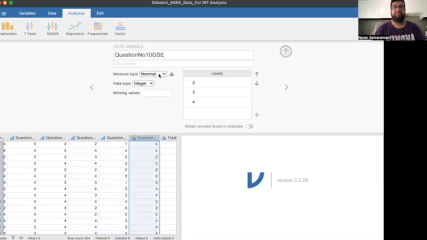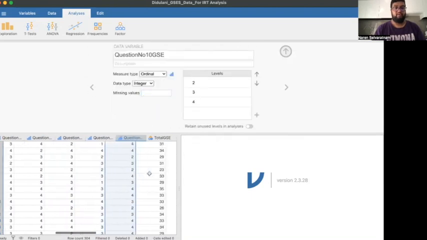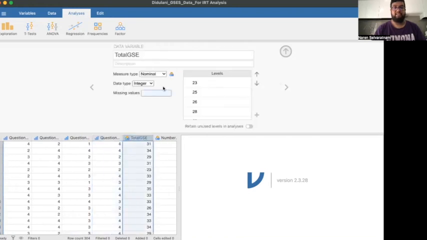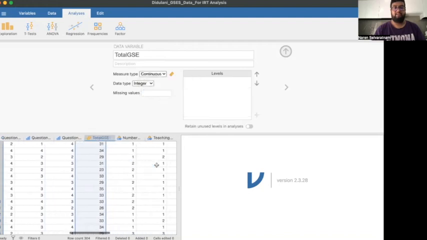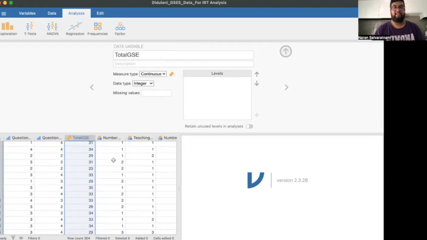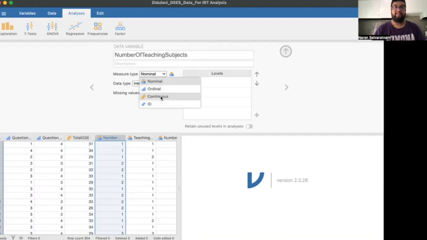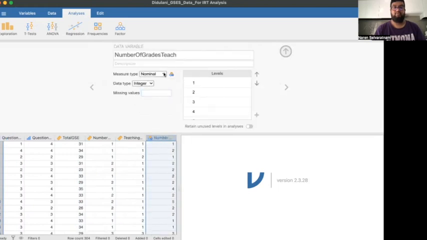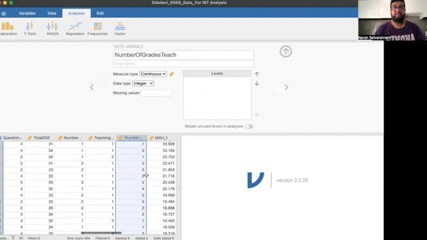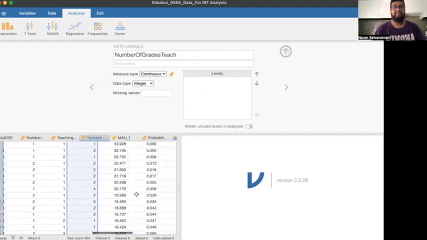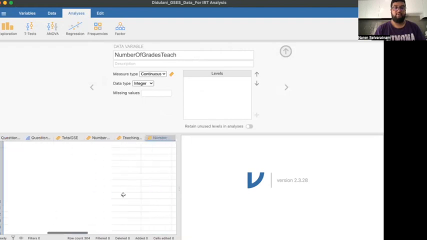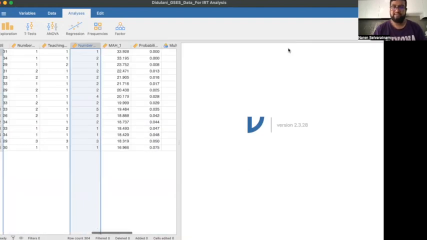But before that, I'm going to go ahead and do the needful here. Total GSE, this is the total score for a person, so this has to be continuous. And these are some other questions the student has collected. The scale was administered to teachers. So this is number of teaching subjects, that is continuous. Teaching experience, continuous. Number of grades they teach, that is also continuous. And she has done Mahalanobis distance as well, so we don't need those. Now, this is the basic data set.